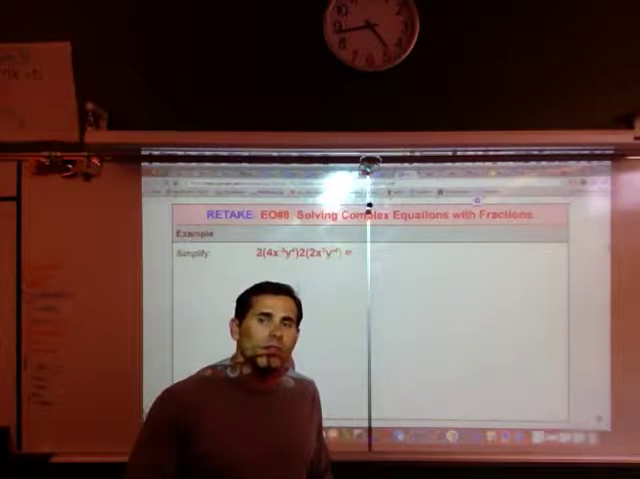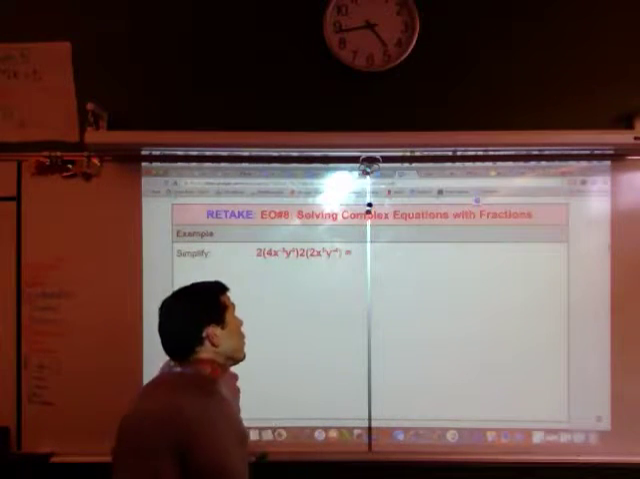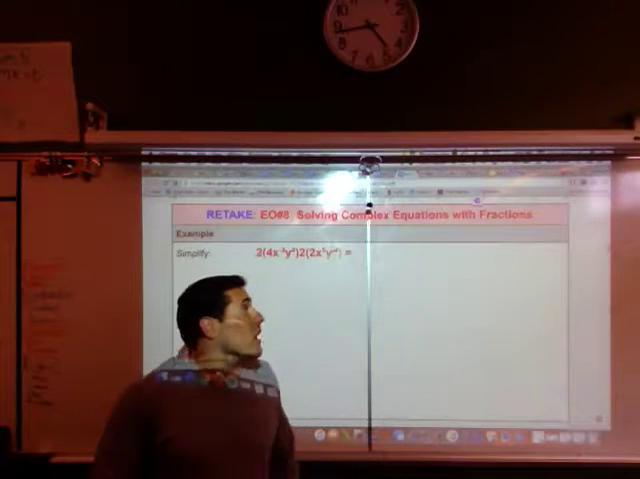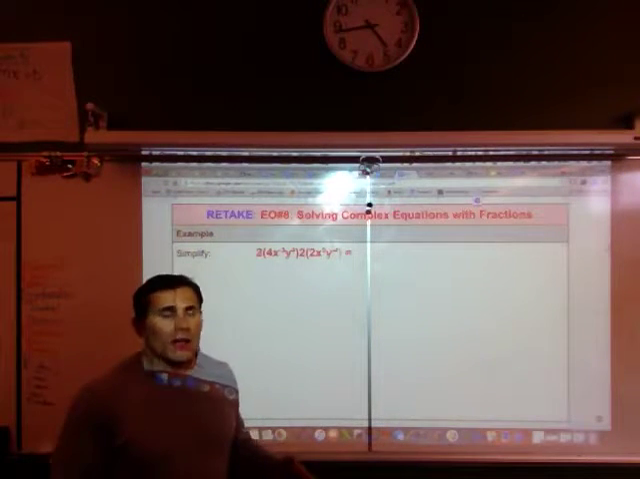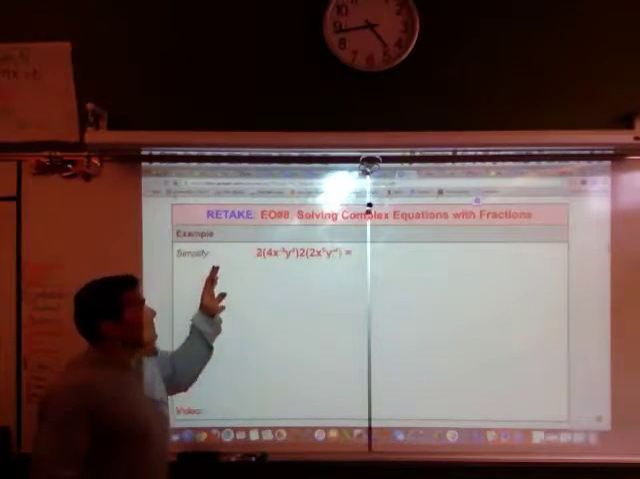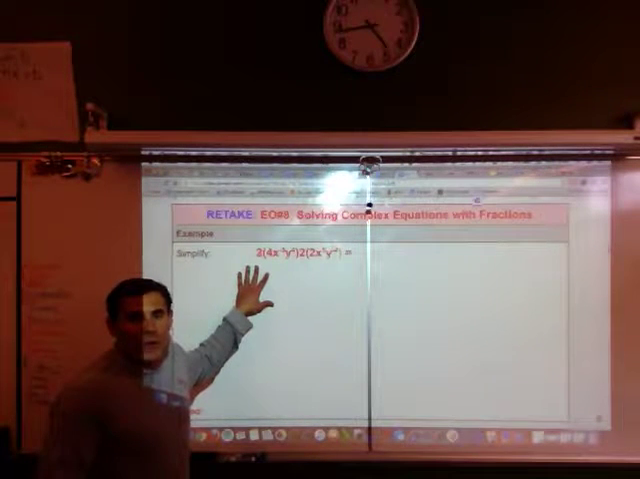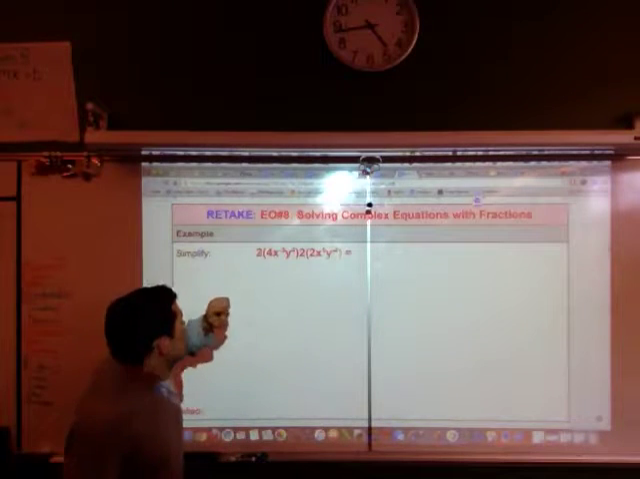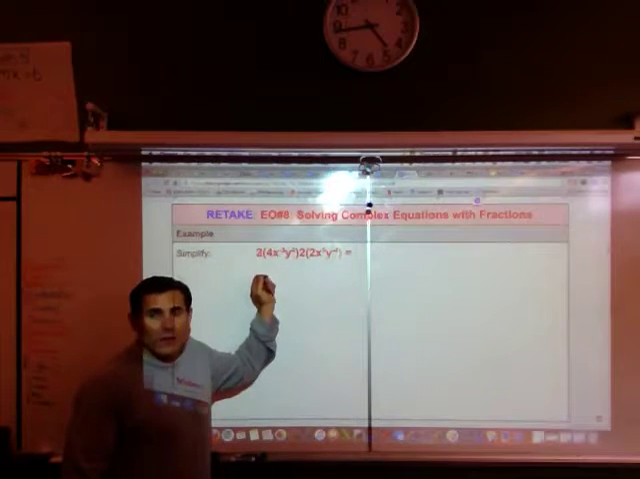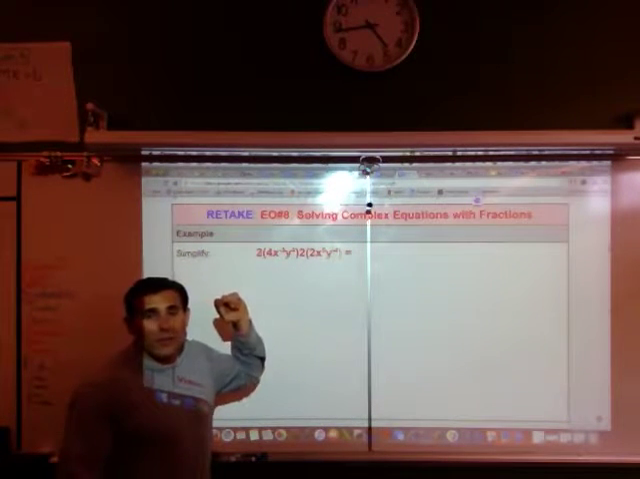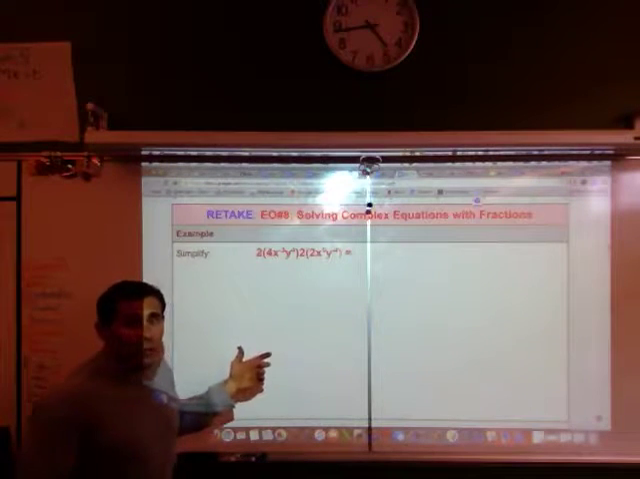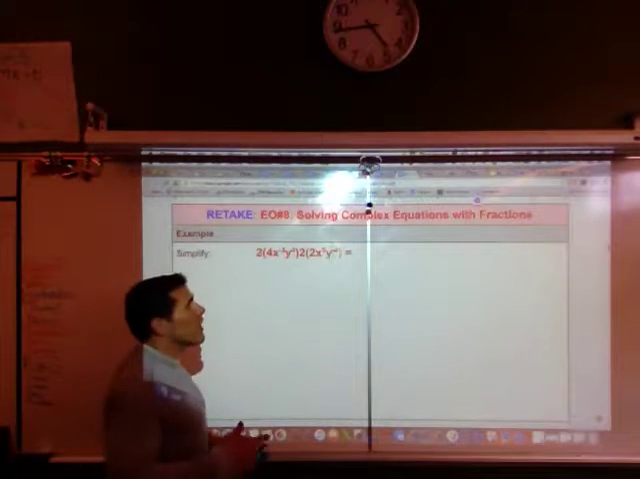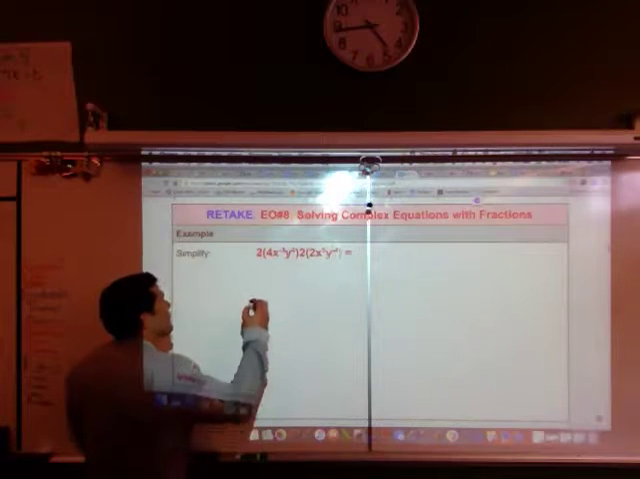So in this test, you're going to have a retake opportunity for EO8, solving complex equations with fractions. So this is the complex equation with fractions. I don't see any fractions right now, but we're going to create some really quick, because anything over a negative, like this -3, I rewrite as a positive exponent. So I'm going to start off just by rewriting this guy.